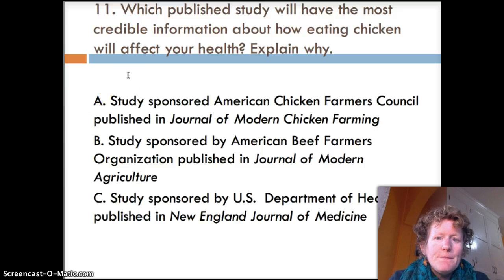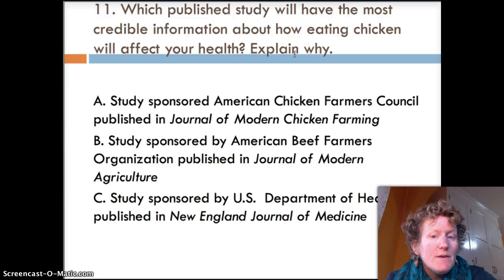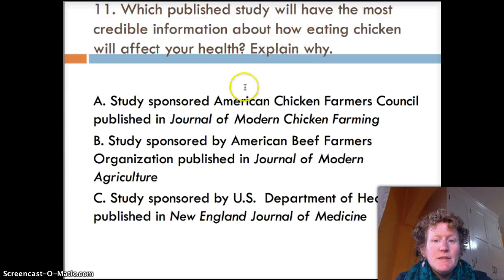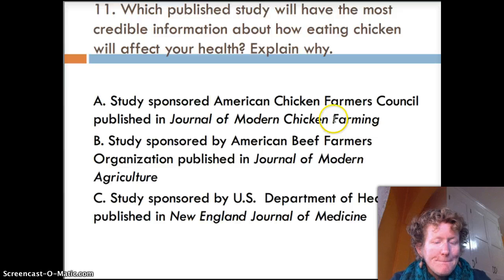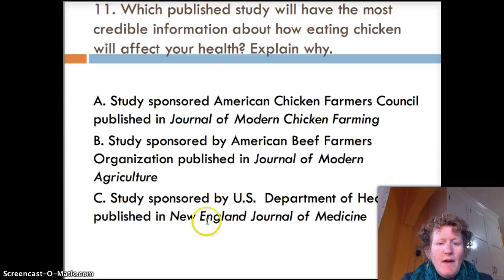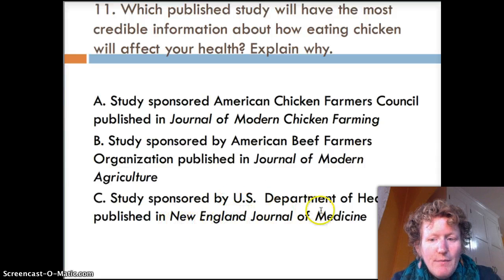So last question. Which published study will have the most credible information about how eating chicken will affect your health? Explain why. This is the kind of question that they will have on the MCA science test. So let's think about it. Would we want to believe A, a study sponsored by the American Chicken Farmers Council, published in the Journal of Modern Chicken Farming, or B, a study sponsored by the American Beef Farmers Organization, published in the Journal of Modern Agriculture, or C, a study sponsored by the U.S. Department of Health, published in the New England Journal of Medicine?